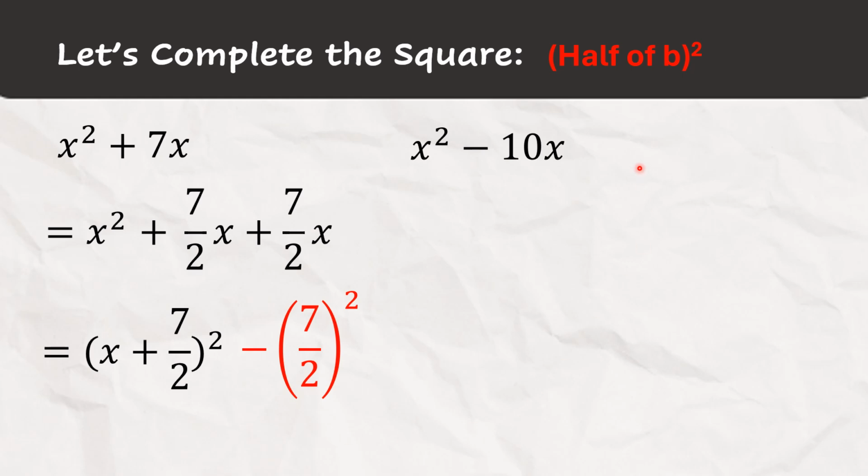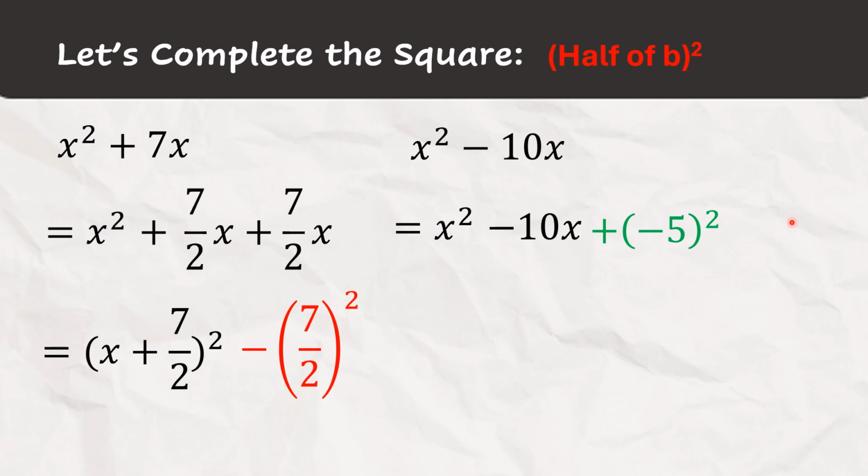So using the algebraic approach, that means I will need to ask myself, what is the term that I need to add in order to make this into a perfect square? To do that, again, I need to make use of half of b. So the number here is negative 10. Therefore, to make it into a perfect square, I will need to add a term. This term is actually half of negative 10, so half of negative 10 will give me negative 5.